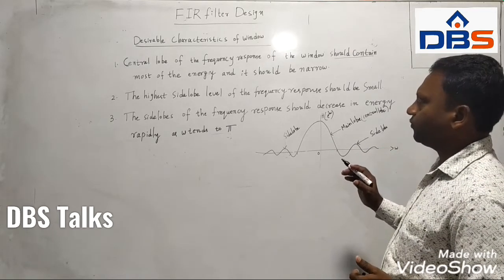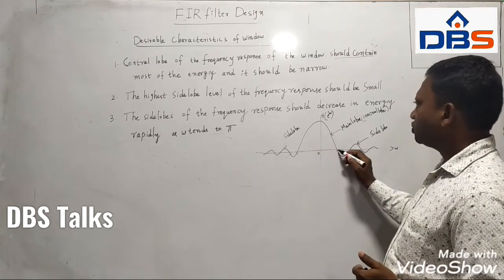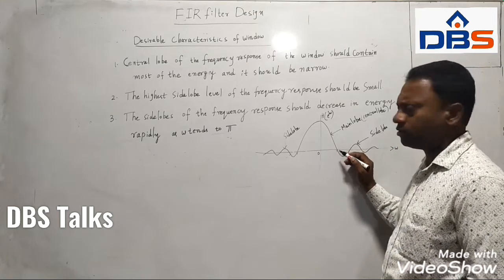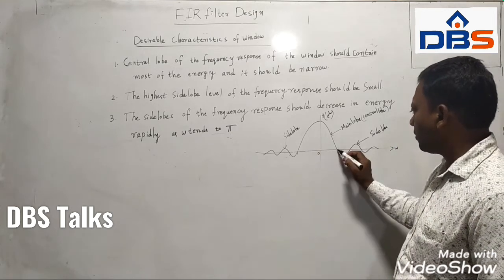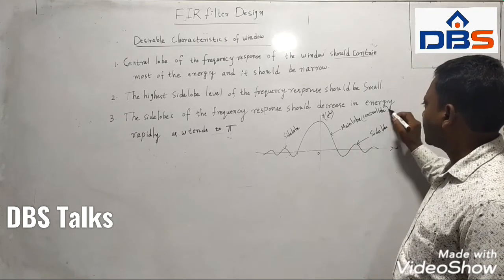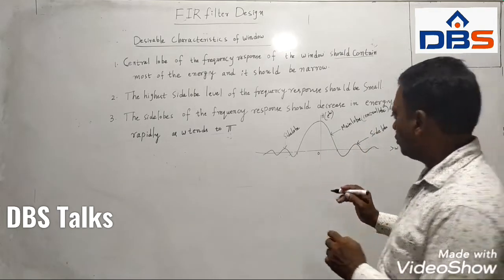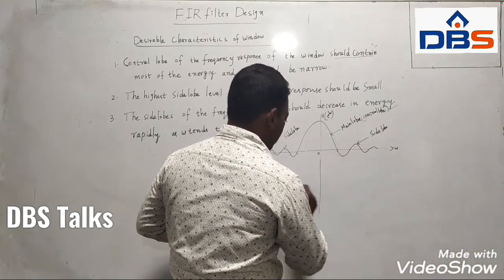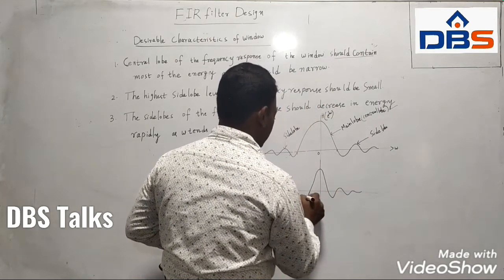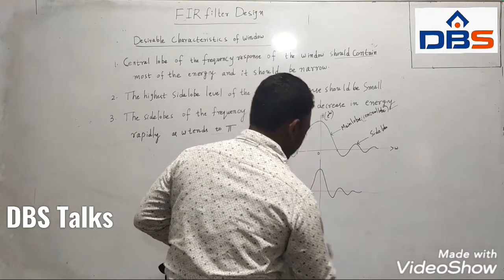So the central lobe of the frequency response of the window should contain most of the energy. Most means maybe 95% or above 95% of the total energy must be present in this central lobe, and also the central lobe should be narrow. Okay, so if you see another filter windowing technique, this is the one, and the third one.